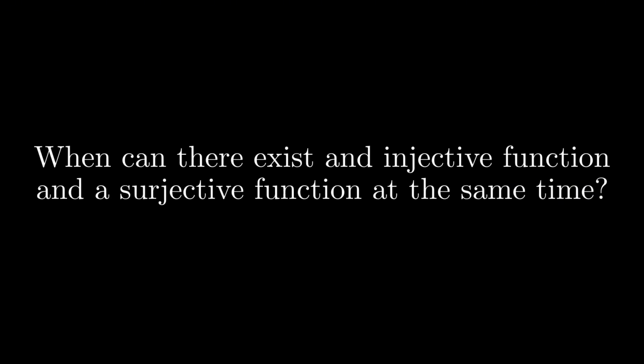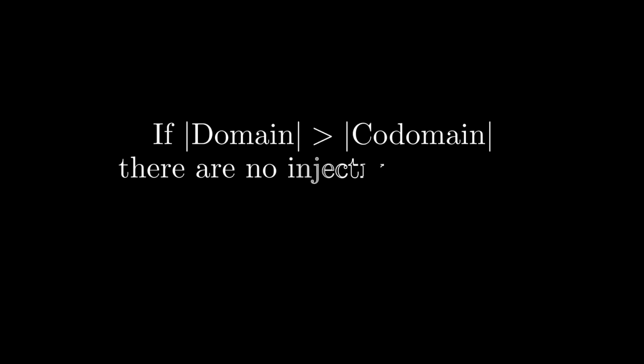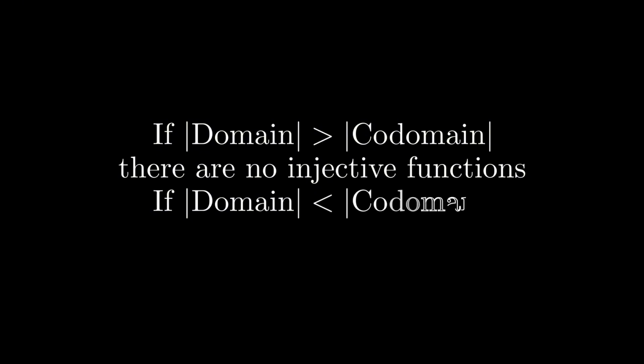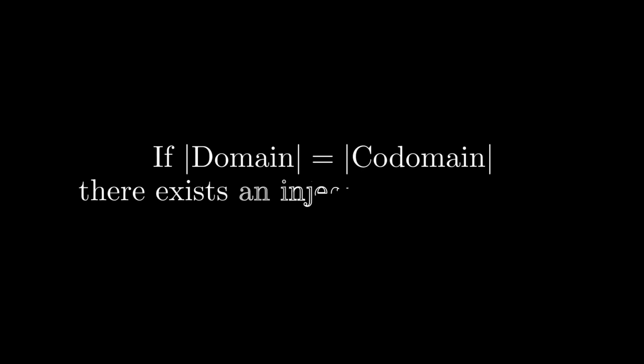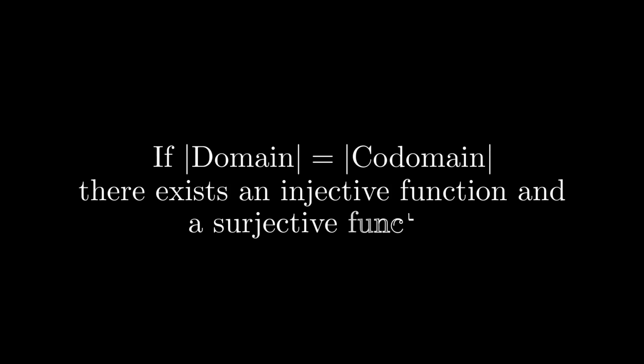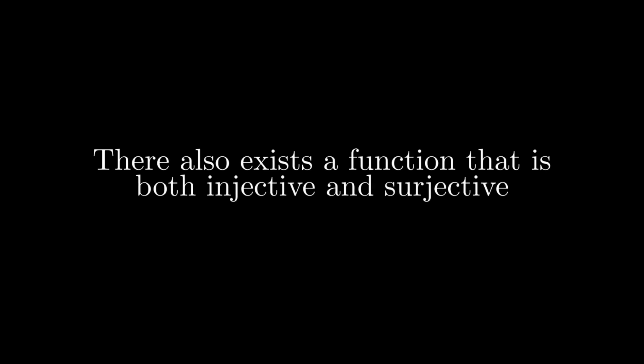So ask yourself this: when can there exist an injective function and a surjective function between two sets at the same time? Well, when the cardinalities of the two sets are equal, right? If the domain has greater cardinality, then there are no injective functions, and if the domain has a lower cardinality, then there are no surjective functions. But if the cardinalities are equal, then there exists an injective function and a surjective function between them. And not only that, there exists a function between them that is both injective and surjective at the same time.